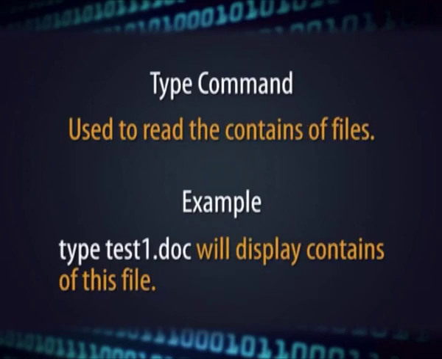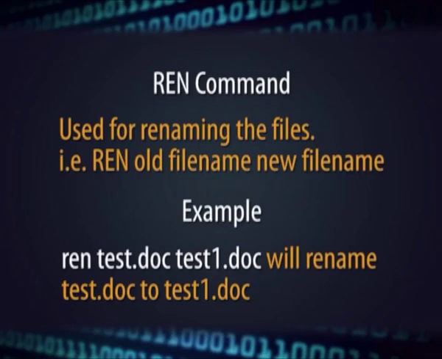The type command is used to read the contents of files, that is type file name. For example, type space test1.doc will display the contents of this file. The ren command is used for renaming files, that is ren old file name, new file name. For example, ren test.doc space test1.doc will rename test.doc to test1.doc.